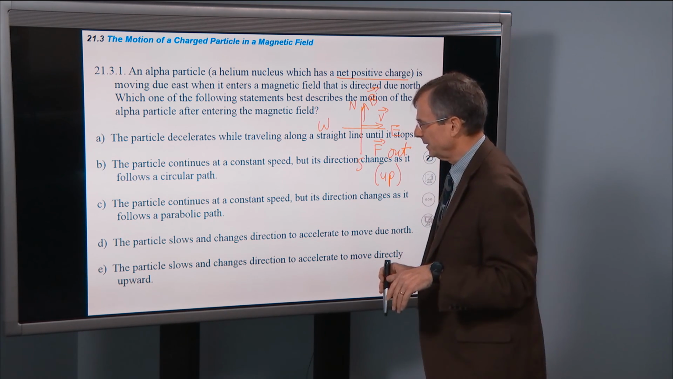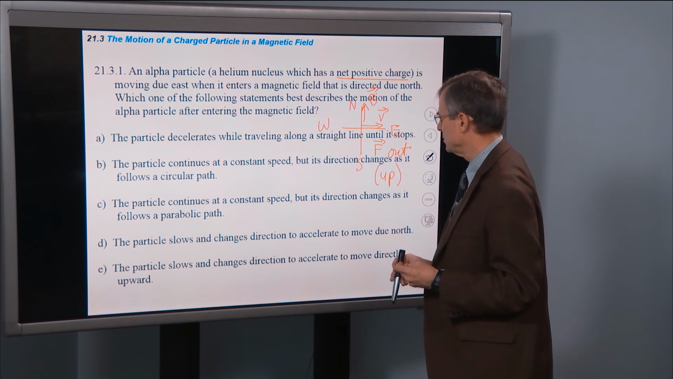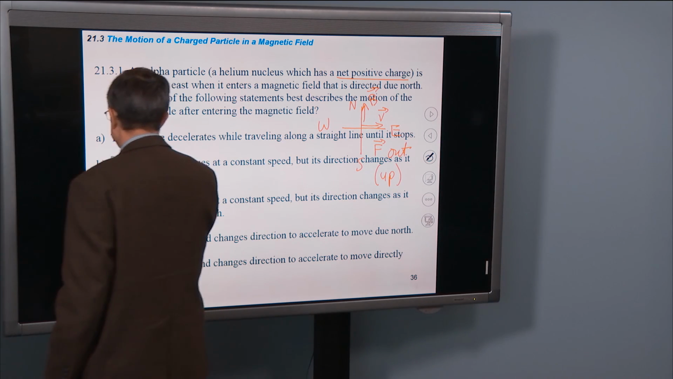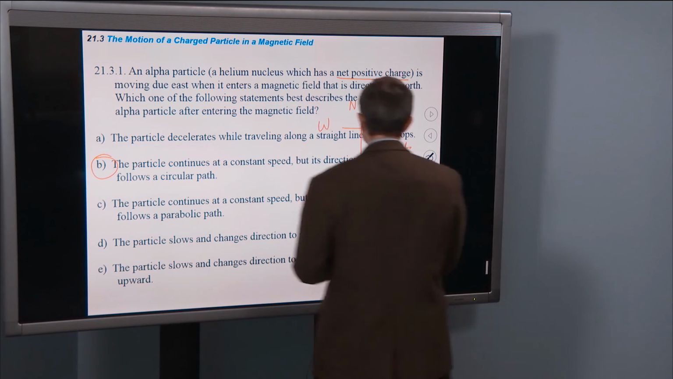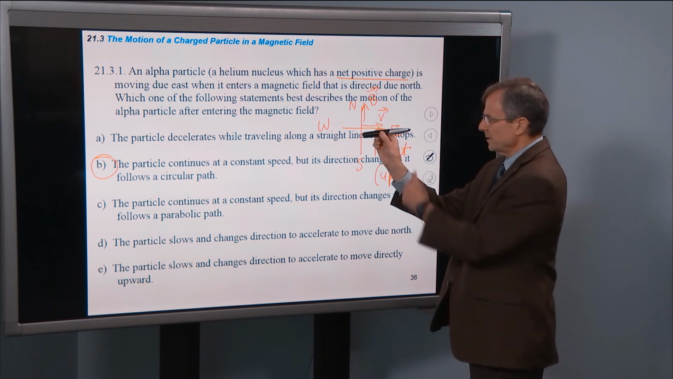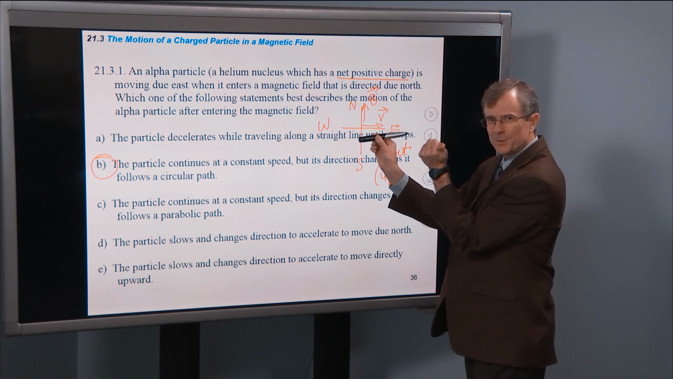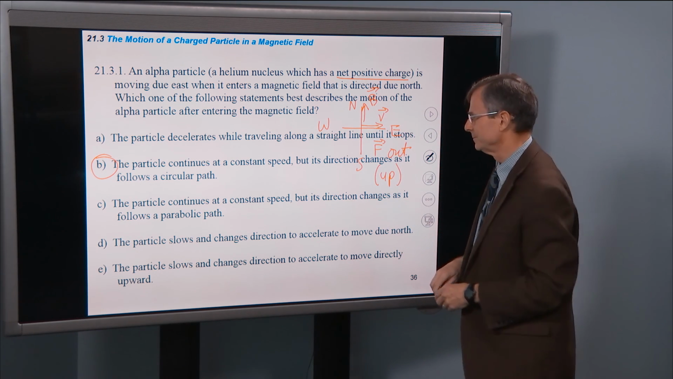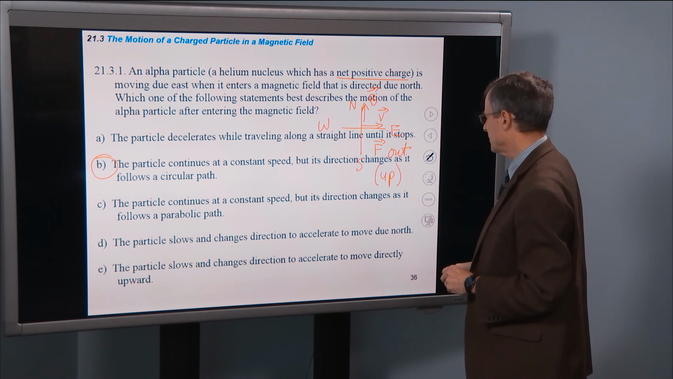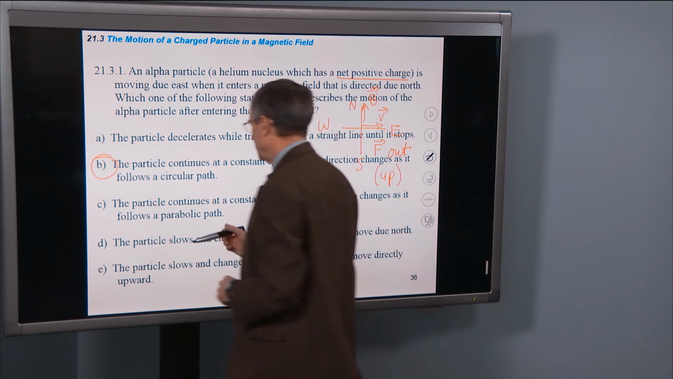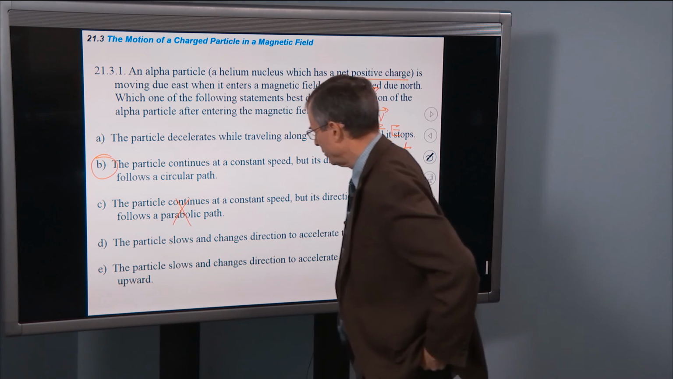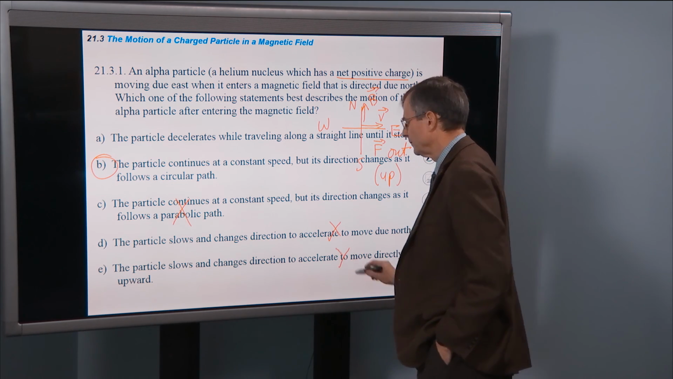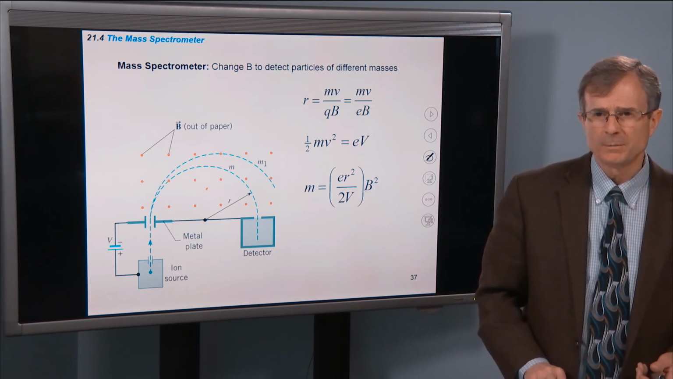Decelerates, but we're not considering loss of energy here. The particle continues at constant speed, but direction changes as it follows a circular path. Well, this is actually true, and we know what that circular path is. It's going east. It experiences a force that's up out of the screen and then executes these vertical circles. Particle continues at constant speed, but direction changes as it follows a parabolic path. Well, no. It's going to be a circular path like we talked about before. A particle slows and changes direction. Okay, that's how to do these kinds of problems.